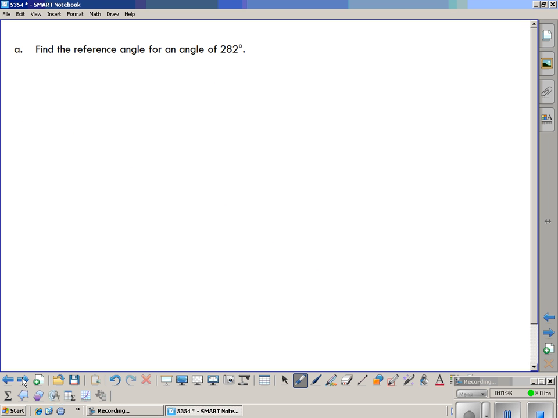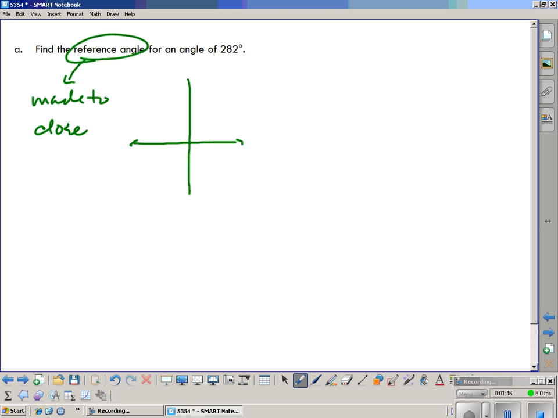For this one, you're just going to find the reference angle for an angle of 200. I'm skipping B because you just type that in your calculator. Make sure you're in degree mode, press mode, make sure degree is highlighted. For the reference angle for 282 degrees. Remember, reference angles are always made to closest horizontal.